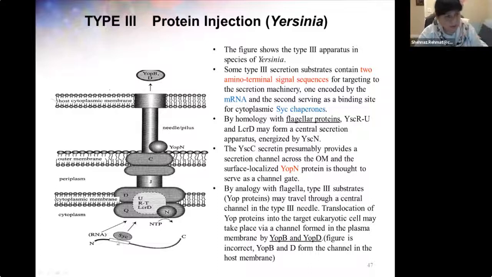But anyway, here two systems are helping. The protein that is being produced, the toxin or whatever protein is going to be harmful to the host, is being guided by the SYC and the RNA, both of them, and they are being channeled into this whole injectosome.